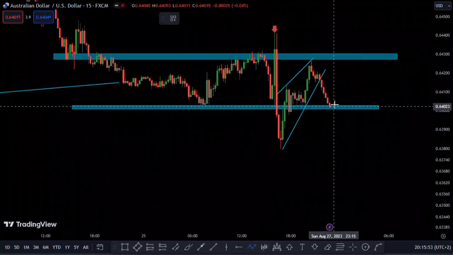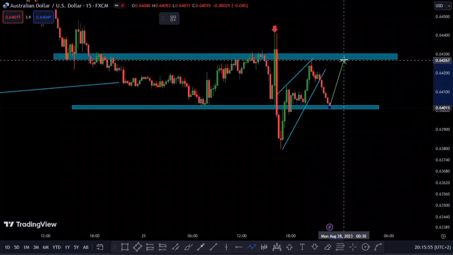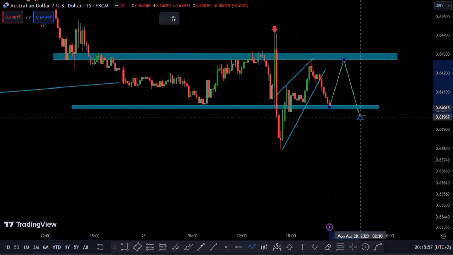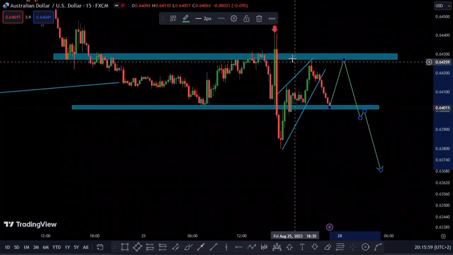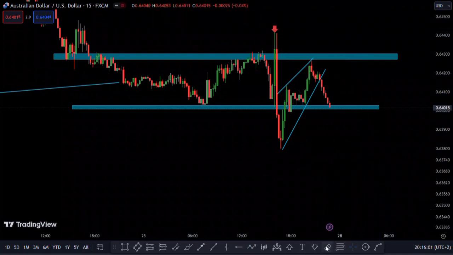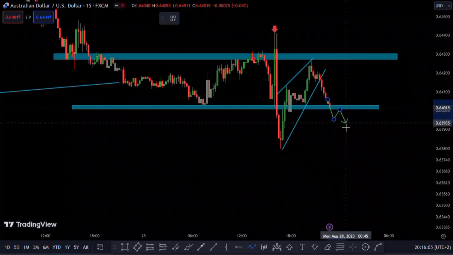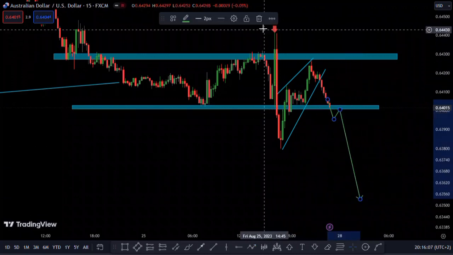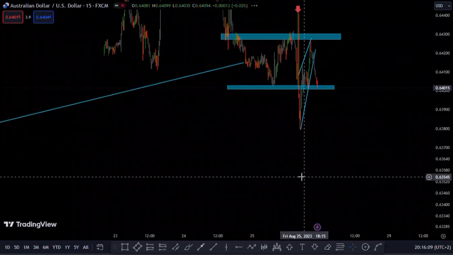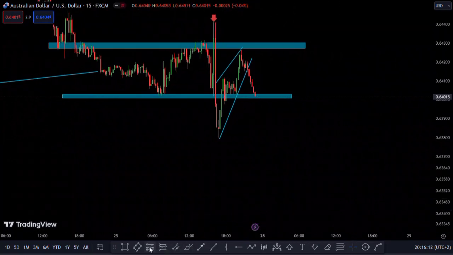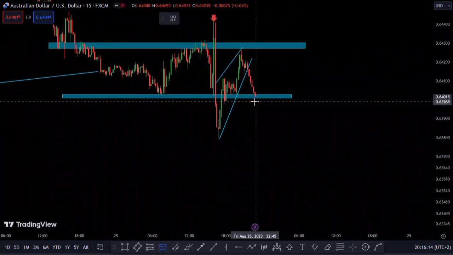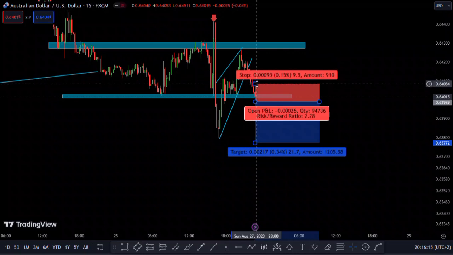So I think maybe from here we might get something of this nature, or the market can just drop, retest and then continue. But I'm looking for a continuation to the downside.